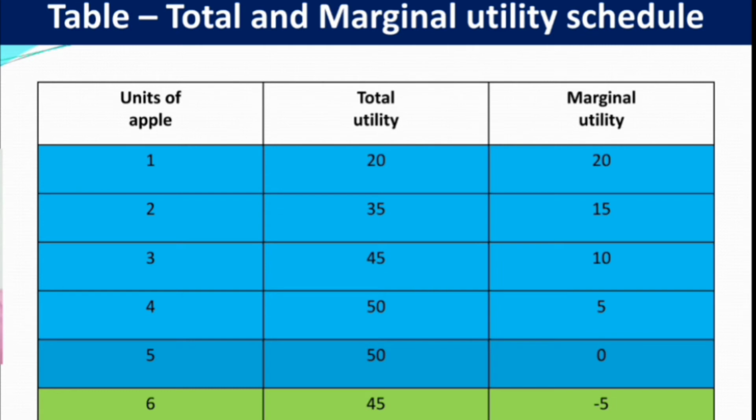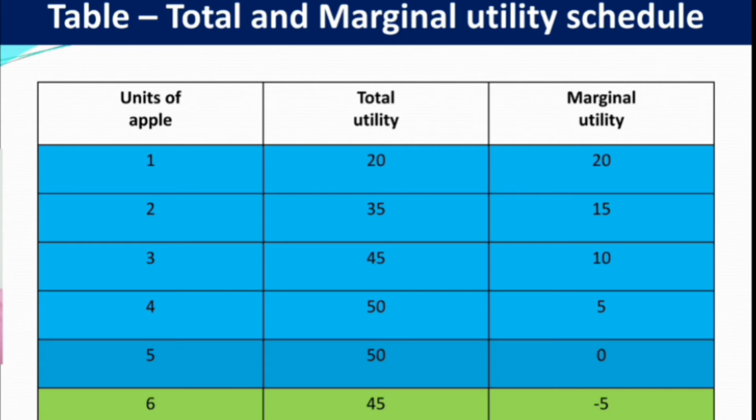And he starts to eat the fourth apple. From the fourth apple he gets only 5 because of his satiety level. The first apple gives the maximum, and by the second, third, and fourth apples, the marginal utility definitely decreases. So he gets only 5 marginal utility. Already he has 45, plus 5 is 50 total utility. And again he starts to eat the fifth apple.